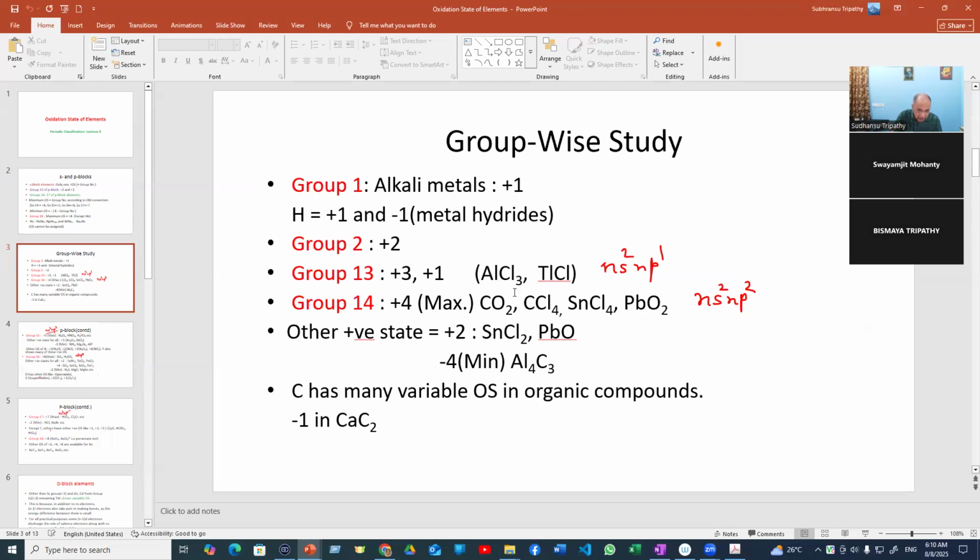Aluminium, plus 3. But thallium has both: TlCl3 and TlCl. We'll see that inert pair effect today. Why in the P block there is variation, there is variable oxidation state. Similarly, group 14, maximum plus 4, minimum minus 4, like aluminium carbide. And in between there is plus 2 also, like stannous chloride, plumbous oxide, plus 2 also.